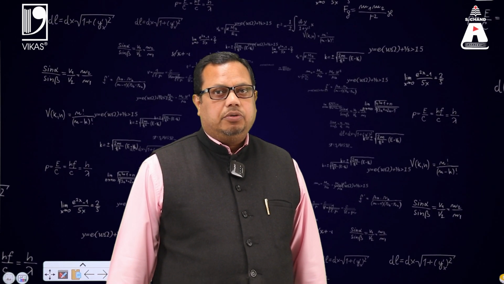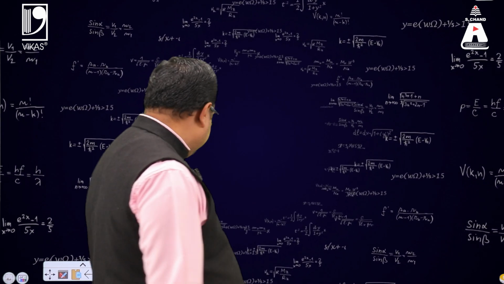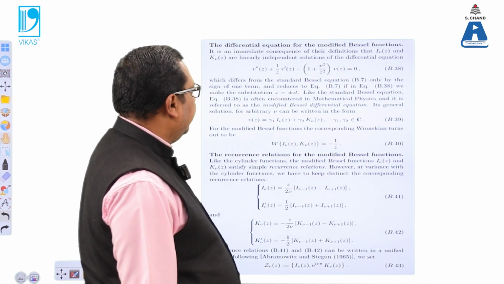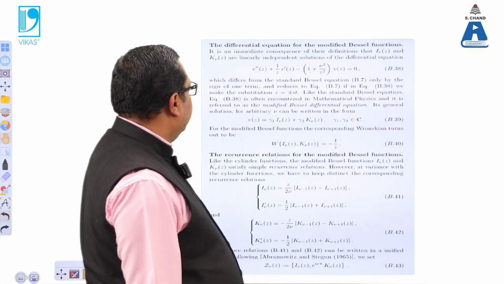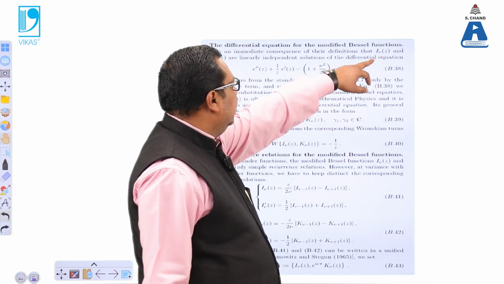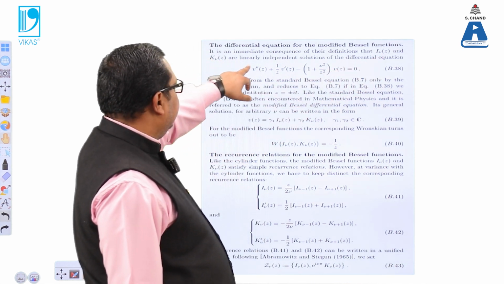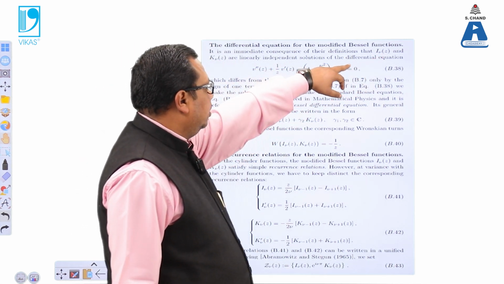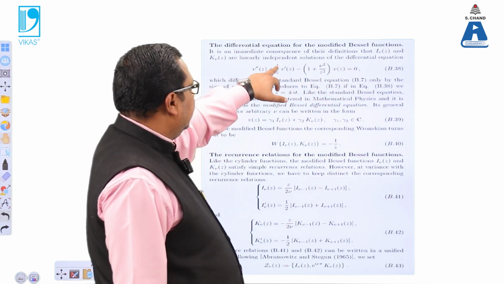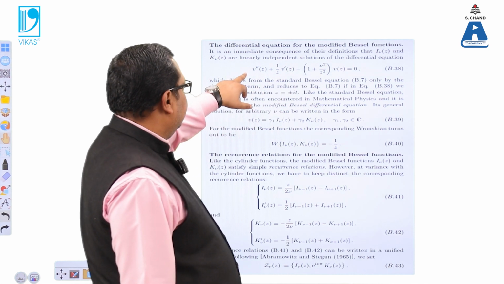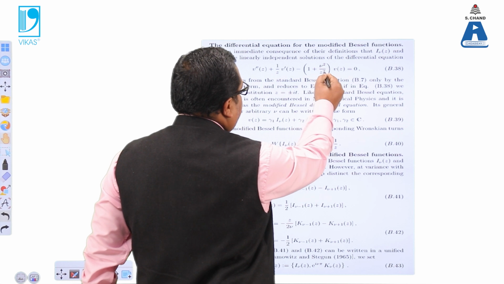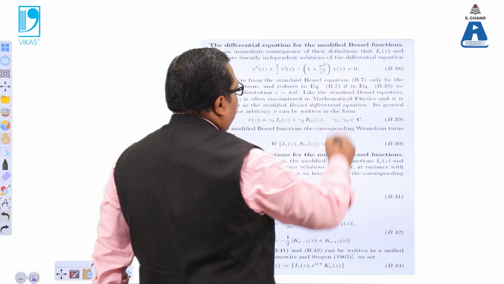Now we will discuss the modified Bessel's differential equation. So, the differential equation of the modified Bessel's function. Here I_v(z) is the particular definition, and K_v(z) are the linearly independent solutions of the differential equation. So when we have I_v(z) and this linearly independent solution, then v dash g is 1 by z, v dash g 1 plus v squared by z squared, u(z) is equal to 0.